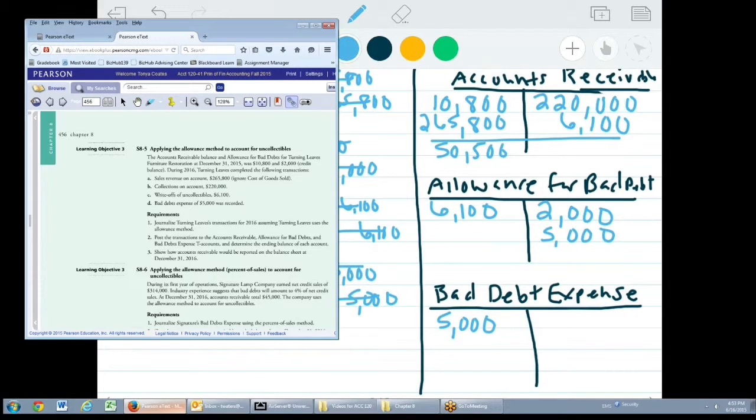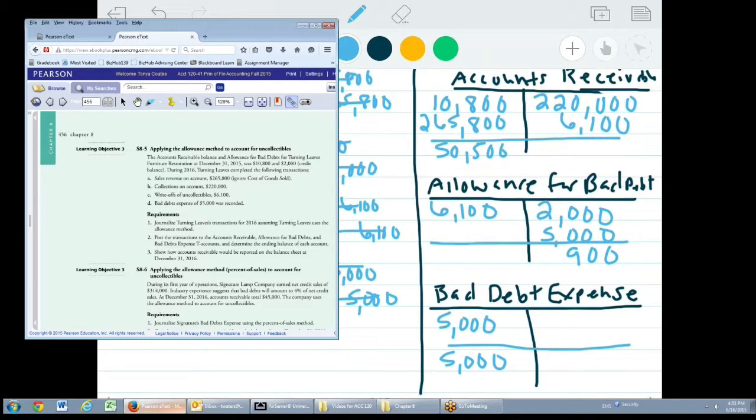Okay, and then on the allowance account, we need a new balance. We've got 6,100 in debits and 7,000 in credits, or $900 left on the credit side. And then for bad debt expense, there's really no calculation needed, but when you're doing your homework in the software, it does want you to put an ending balance on the normal balance side, which would be, in this case, a debit. So we've completed the journalizing in requirement 1. We posted to our T accounts in requirement 2. And next we need to show how accounts receivable would look on the balance sheet.